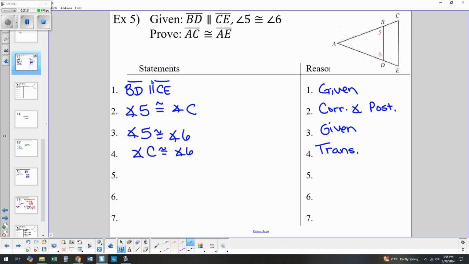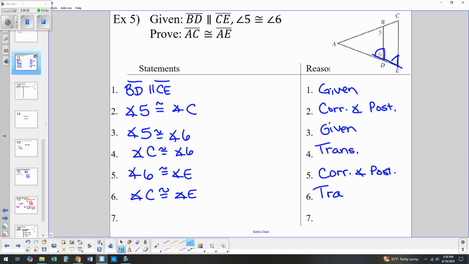I'm going to actually go back now to my parallel lines, because just like I used the transversal on this side, I could be using the transversal on this side with my parallel lines. And I could say that angle 6 is congruent to angle E. And that's, again, corresponding angles, so it's the corresponding angle postulate. And now steps 4 and 5 both have an angle 6 in them, so I can link them together and say that angle C is congruent to angle E. And that's transitive property.